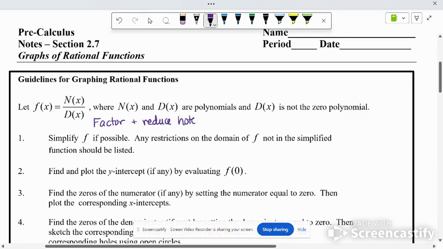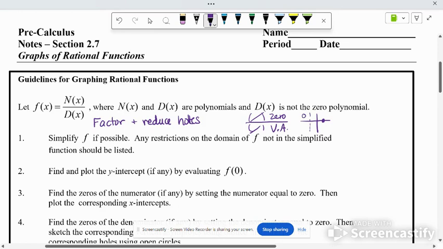So holes are going to come from factors that cancel from both the numerator and the denominator. So if it's the same thing that cancels out, that would be a hole. Anything left in the numerator is going to be a 0 or x-intercept. Anything left in the denominator is going to be a vertical asymptote. You're also going to want to graph any 0 as a coordinate point and any vertical asymptote as a dotted vertical line. You're going to want to graph any hole as an open circle on your graph.